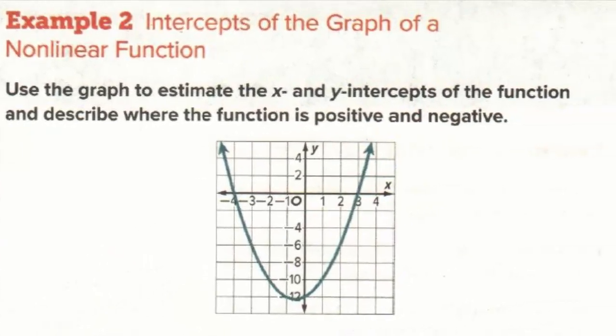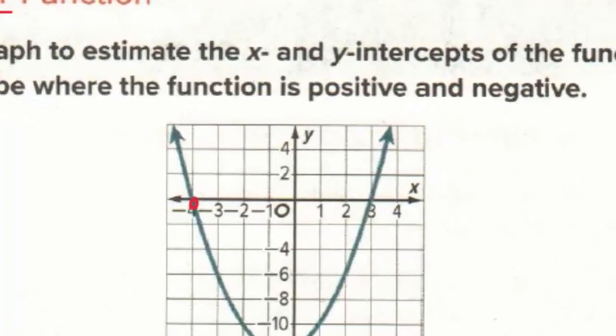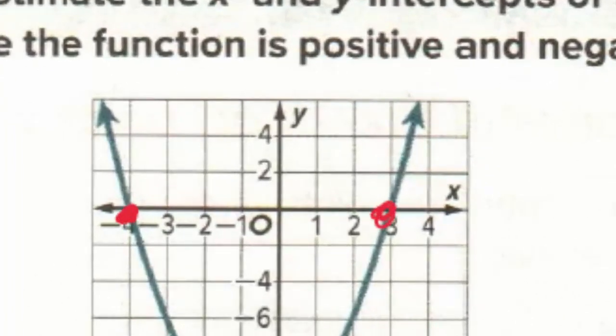For example 2, they want us to find the intercepts of a graph of a nonlinear function, so that just means it's not a straight line anymore. We're just going to do the same thing as before. We're going to find the x, y intercepts, where it is positive, negative, only on a curve. So the x-intercepts we're going to find first. The x-intercepts are where it crosses the x-axis here and here.